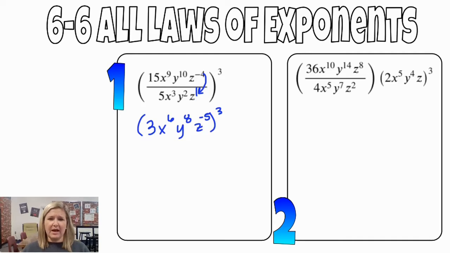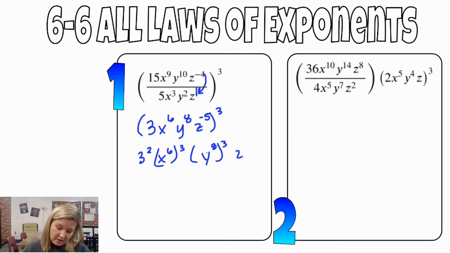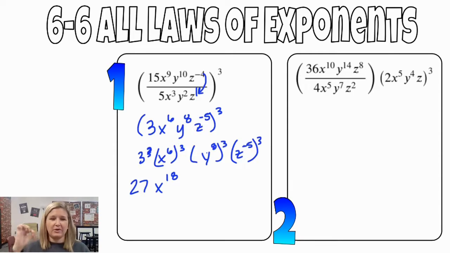Now I'm going to go ahead and apply my raise to the 3rd power. So I'm going to have 3 to the 3rd power, x to the 6th to the 3rd power, y to the 8th to the 3rd power, and z to the negative 5th raised to the 3rd power. Ooh, I wrote 2nd power, 3rd power there. So that's 3 times 3 times 3, which is 27. And then x to the 18th. Remember, when you take a power to a power, you're going to multiply. And then I have y to the 24th, so I have 8 times 3, which will give me my 24 there. And then I have z, and I have negative 5 times 3, which makes a negative 15.